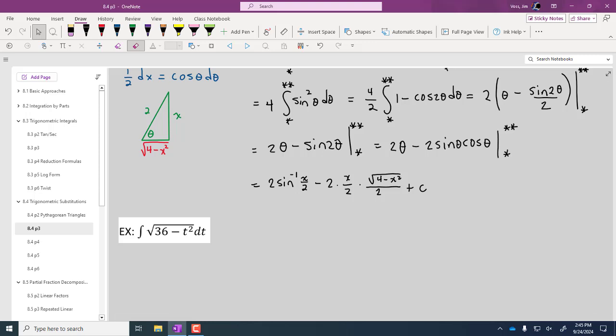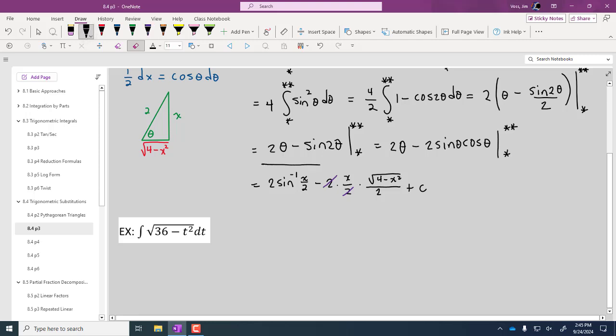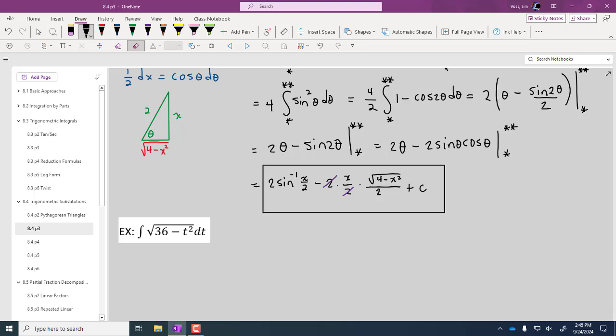And then we have one simplification step. We can cancel out one of these 2's. Other than that, nothing else we can do. Say again? You have limits. Oh, it's a definite integral. Thank you. We're not totally done yet.